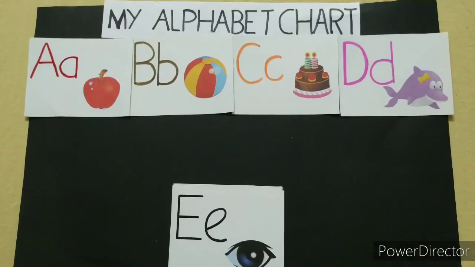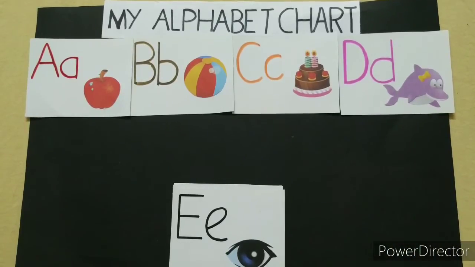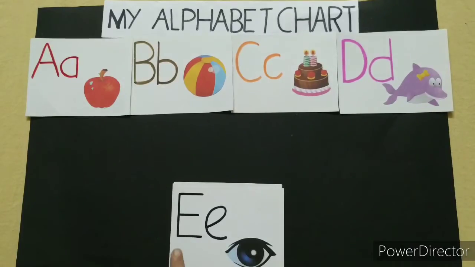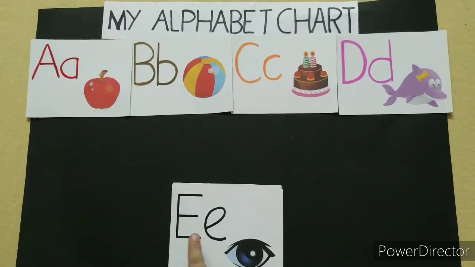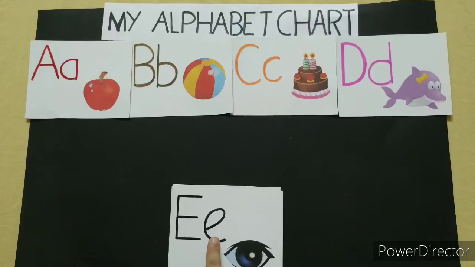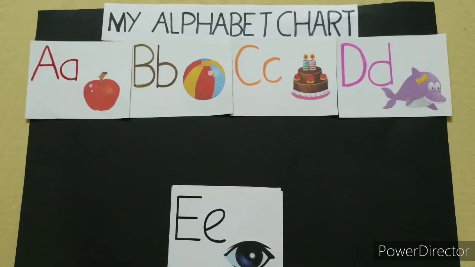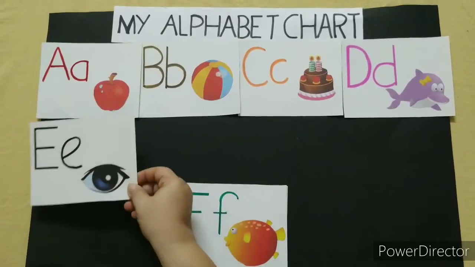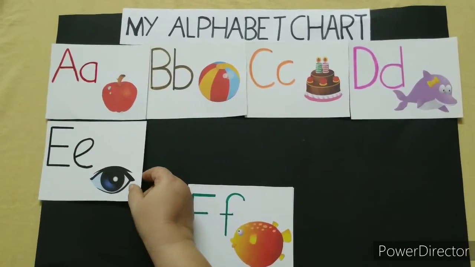After D, which alphabet comes? Alphabet E. Capital E, small e. Mama E, baby E. E for eye. We will keep it here.